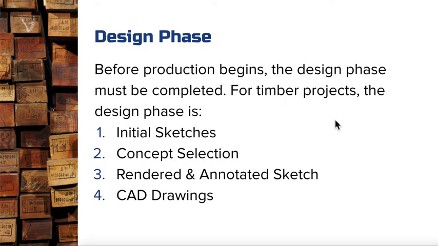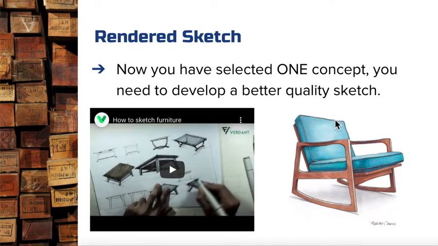And once you've got that one idea, you are ready to move into the rendered and annotated sketch phase. So let's move in. Rendered sketches. Rendered is essentially colored in, is probably the best way to think about it. But it's more than just coloring it in. It's about giving tone, texture, shape, character to your drawing. And you do that through careful shading and careful coloring and careful details that you add.